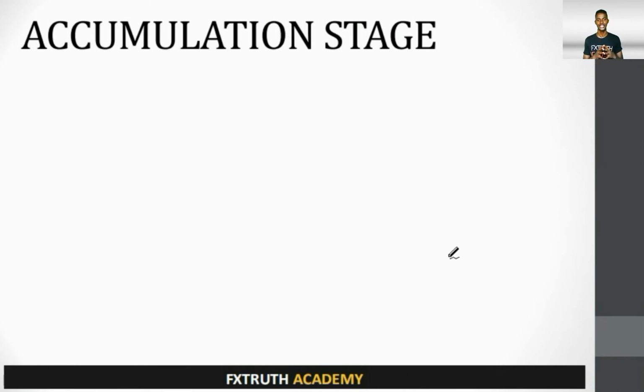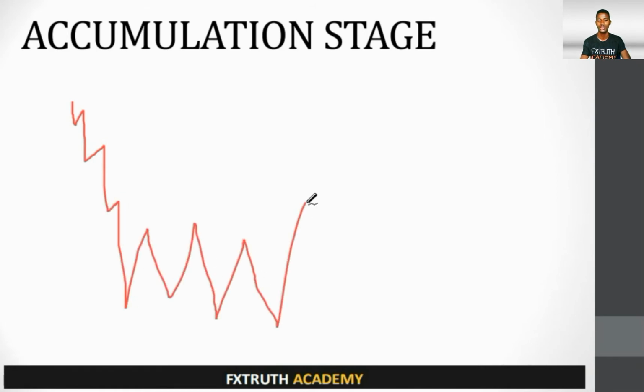The accumulation stage. The accumulation stage is a stage that forms after the declining stage, which is a downtrend. So the accumulation stage is usually a range. So I'll just give you an illustration here. Usually we have something like this going down. Next, we're having a spike up, a spike down, spike up, a spike down.